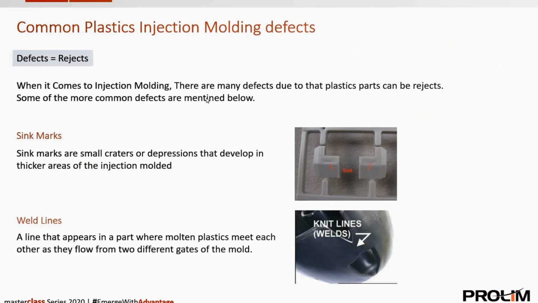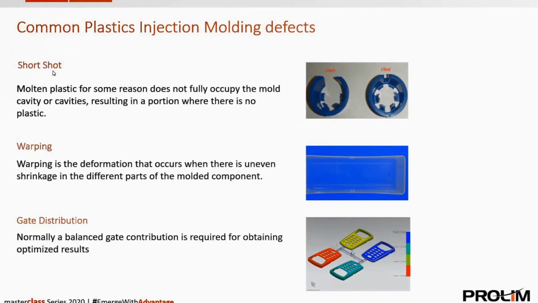Common plastic injection molding defects. Defects mean rejection: sink mark, weld line, short shot, warping issue, and improper gauge distribution.